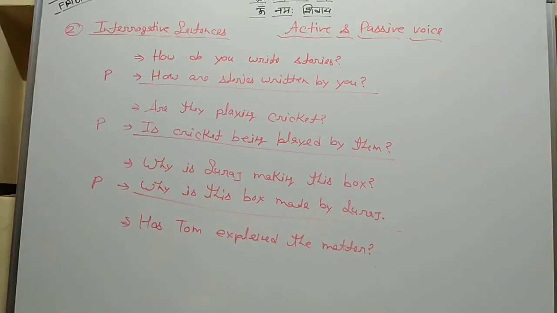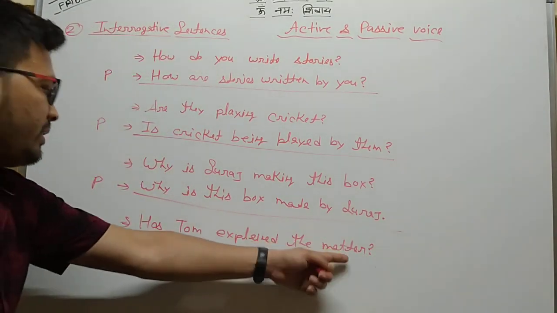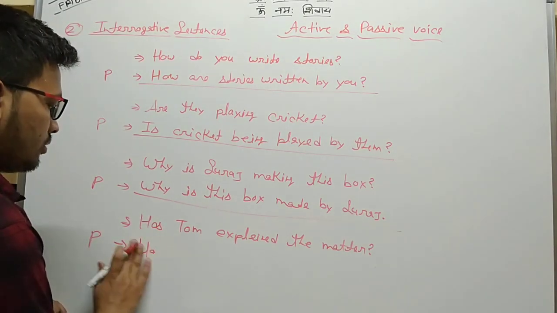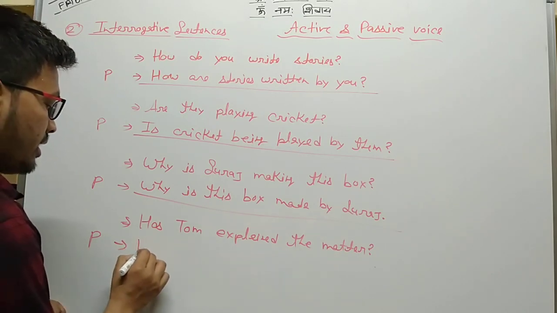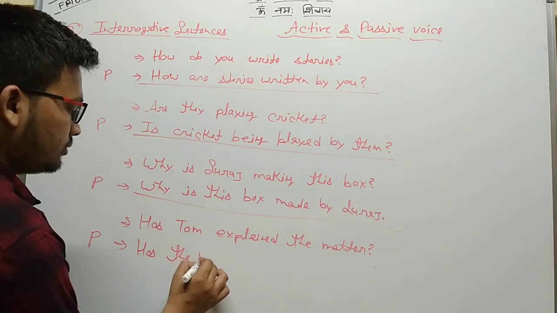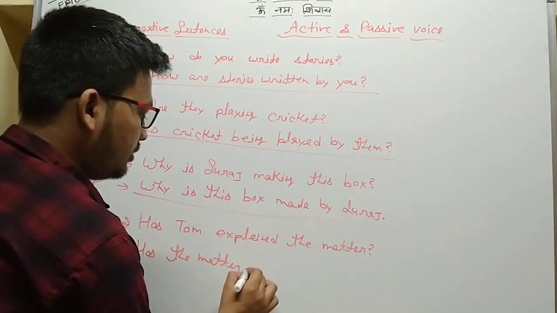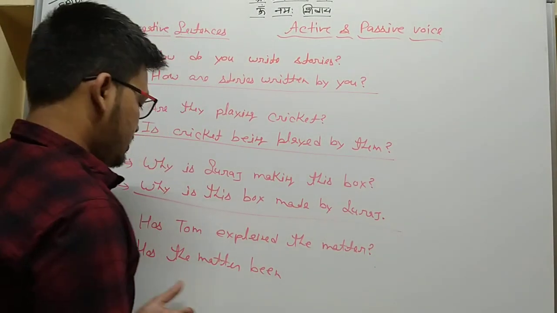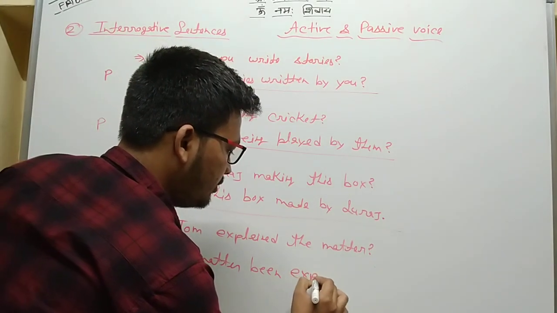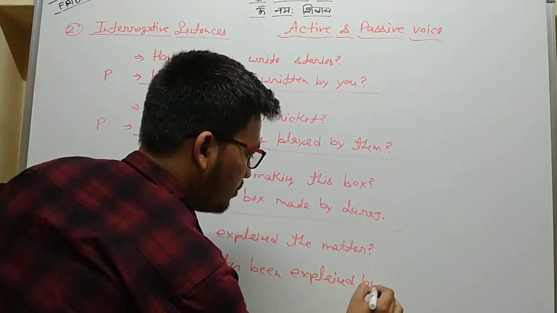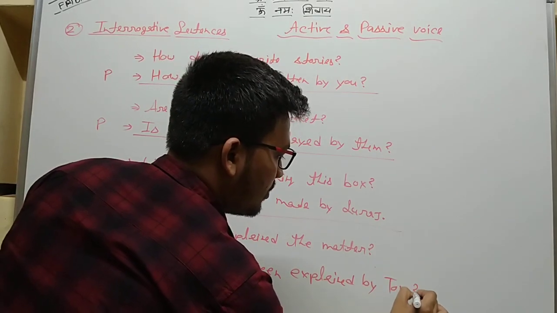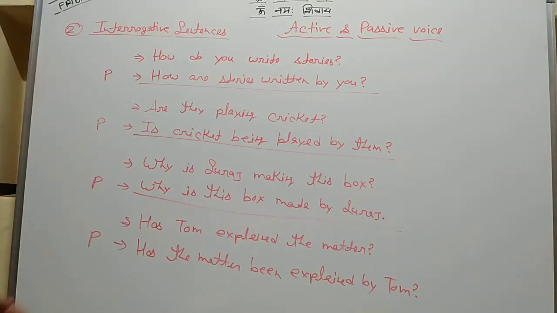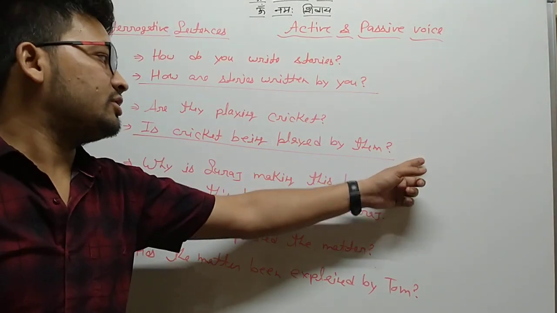Next sentence. Has Tom explained the matter? So easy. Has the matter been, because it's a perfect sense, has the matter been explained by Tom? Has the matter been explained by Tom? One thing we should remember here, we can put a comma in last. It's compulsory.